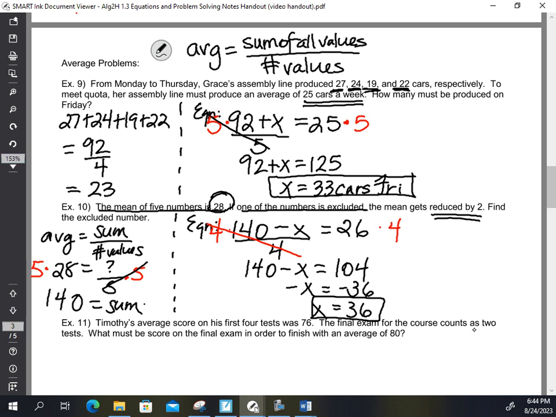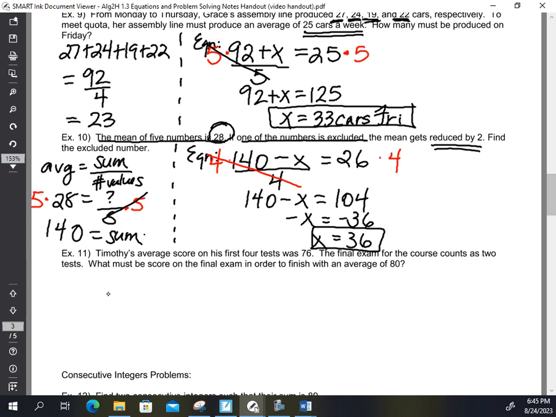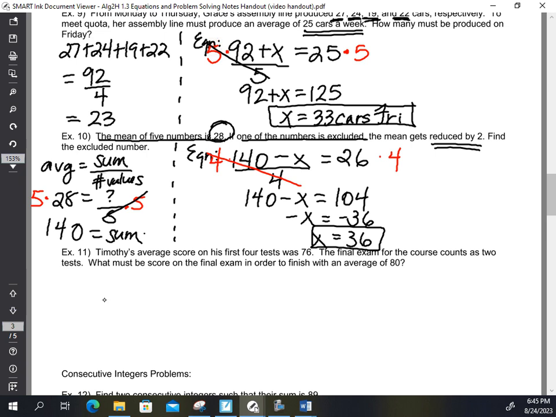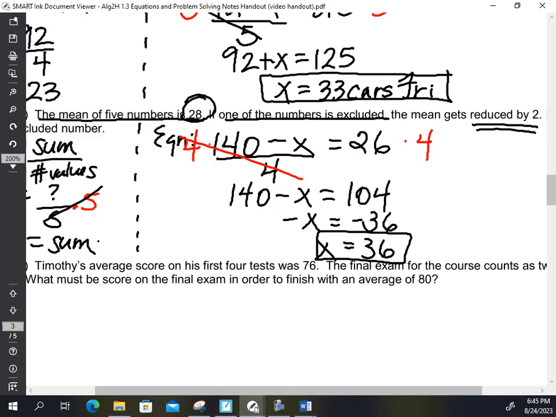So again, word problems, not difficult. Read them again if you have to, and then start putting it together. So, problem 11. Timothy's average score on his first 4 tests was 76. The final exam for the course counts as 2 tests. What must the score be on the final exam in order to finish with an average of 80? So this is actually not that different from problem 10.